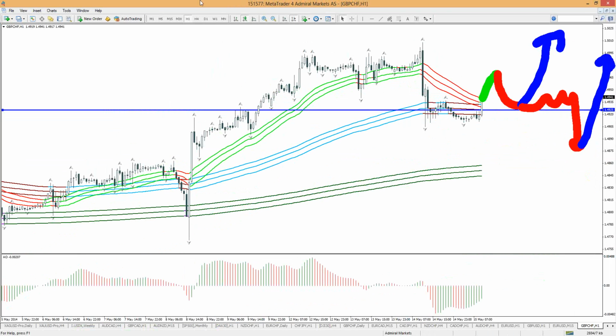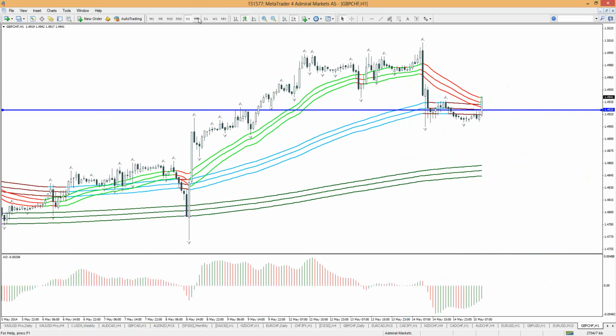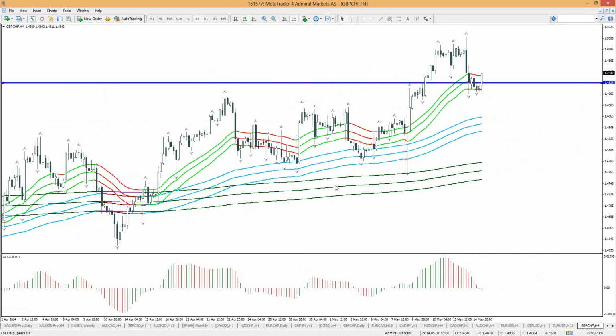We can take a look at the 4-hour maybe to judge which one of the two scenarios could be more likely. If you look at this, I would say the continuation up seems more likely. I mean, the price has gone back to the 34 EMA on the 4-hour chart here. And what could happen is a break above it, a hook back to it, and then a bounce again. Looking at this, it seems more likely.